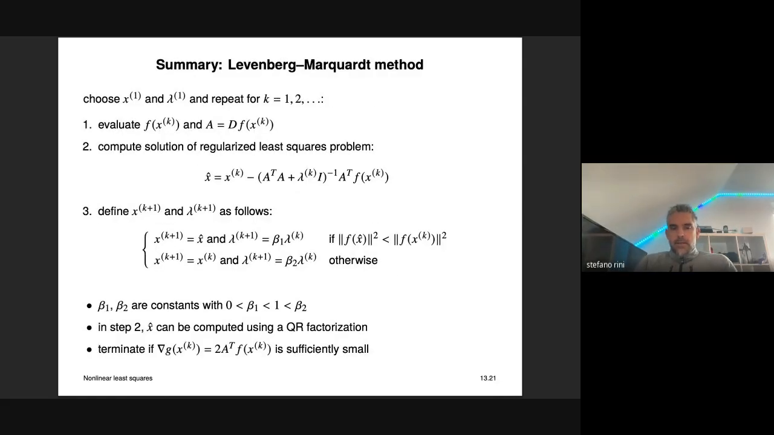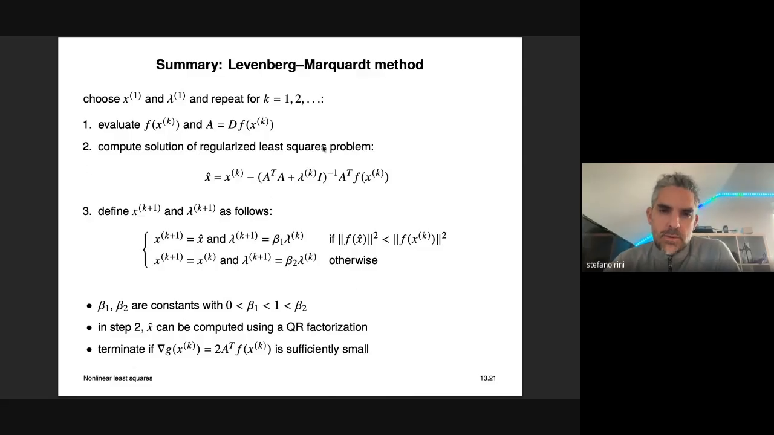So we start by evaluating the linearized version of our sum of function squares. Then we compute the solution using the regularized least square problem around the linearized problem. And then we look at the value that we have. We decide if we should tune up or tune down the lambda. We can use the hyperparameters beta1 and beta2 to do this, right? So we can have this nice update, if we need to tune up or tune down. And now we have the algorithm controlled by these two hyperparameters.